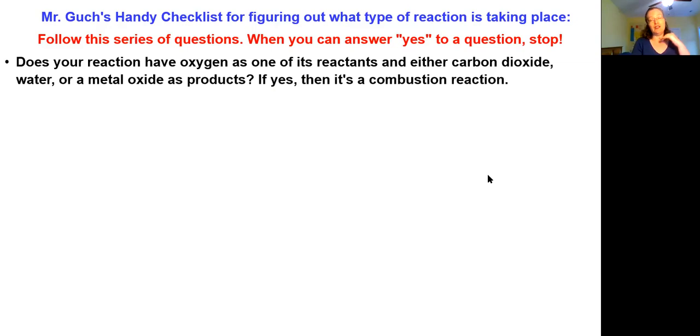So we've been given a reaction. Either it's going to be in words, like hydrogen gas and oxygen gas react to form water, or we'll be given H2 plus O2 goes to H2O, just chemical formulas. Either way, we're going to start with asking, does your reaction have oxygen as one of its reactants, and either carbon dioxide, water, or a metal oxide as products? If yes, then it's a combustion reaction. In fact, usually what I start with is just saying, does your reaction have oxygen as one of its reactants? That's usually enough to answer the question.